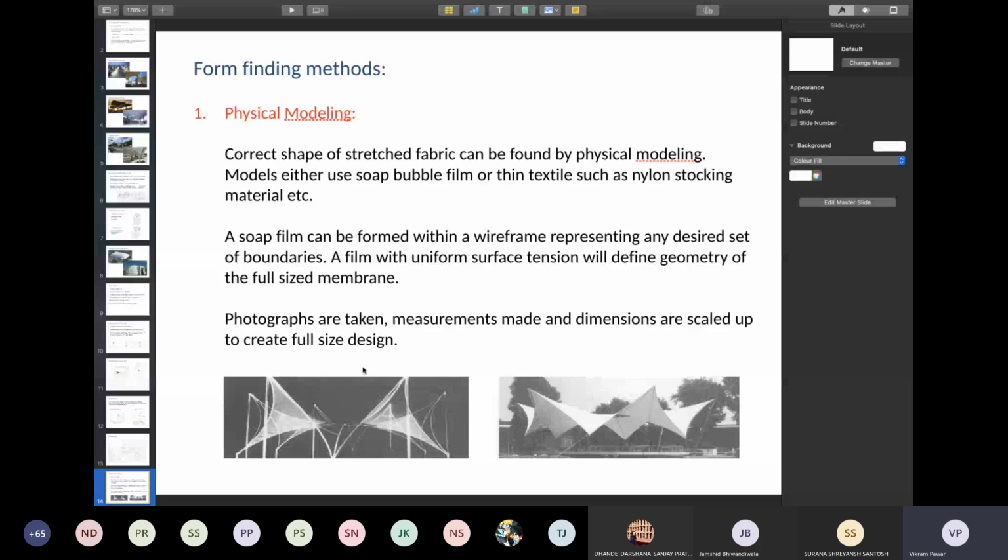Physical modeling is one, which uses the correct shape of stretch fabric, which can be found by physical modeling. Now, models can either use soap bubble films, which is seen over here, or thin textiles such as nylon stocking materials. A soap film can be formed within any desired wireframe representation. A film with a uniform surface will define the geometry of the full-size membrane. Okay, so now this is using the stocking or membrane, whereas this is by using soap bubbles.